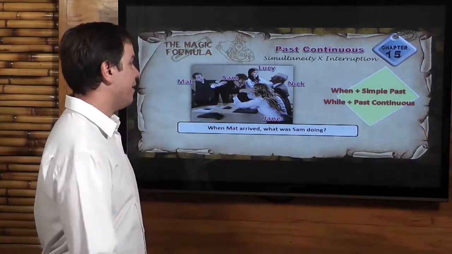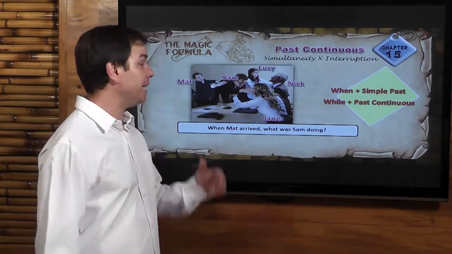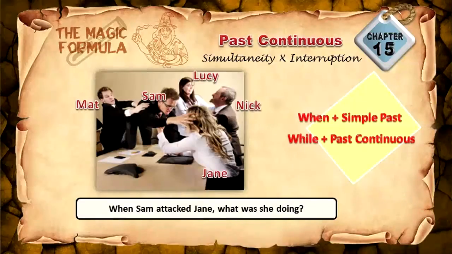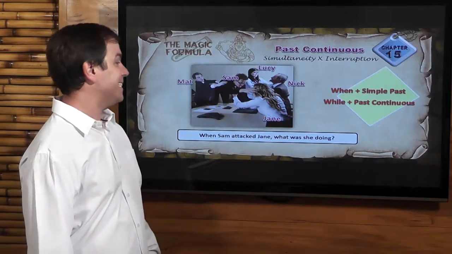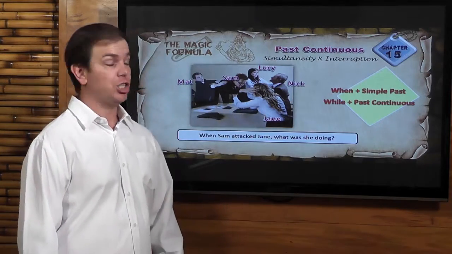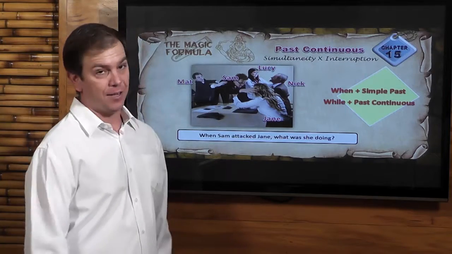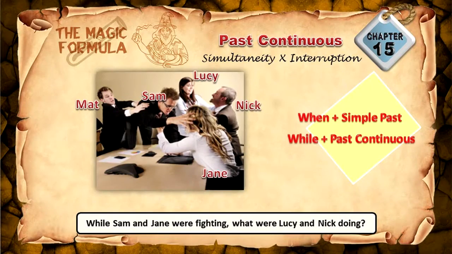So again, we have Sam was attacking Jane when Matt arrived. Another example is when Sam attacked Jane, what was she doing? So as you can see in here, when Sam attacked Jane, she was talking to Nick or she was talking to Lucy.